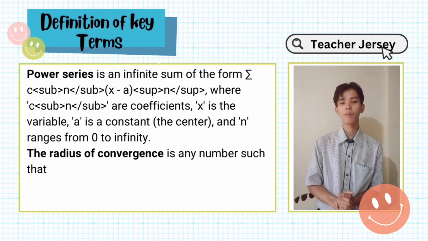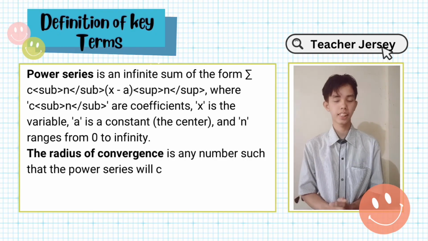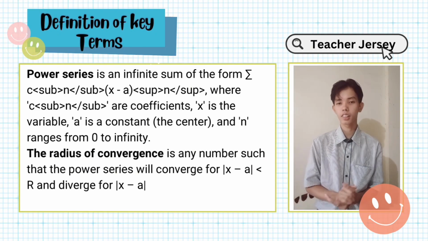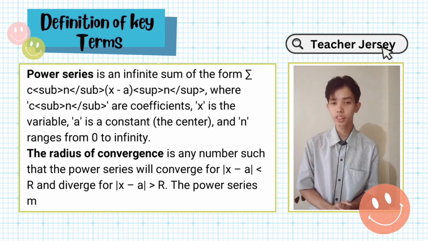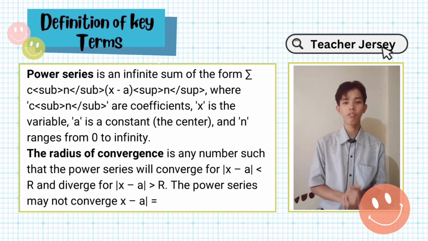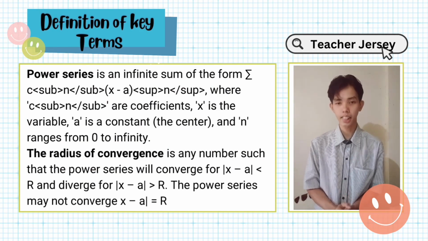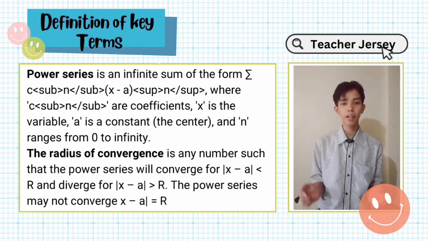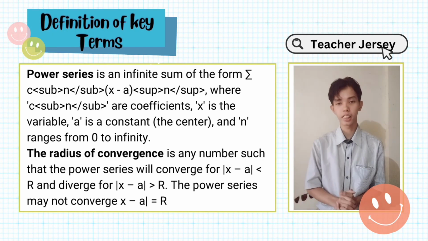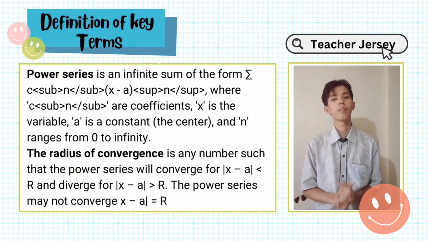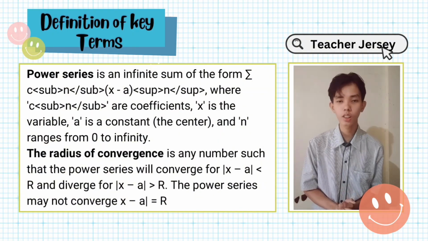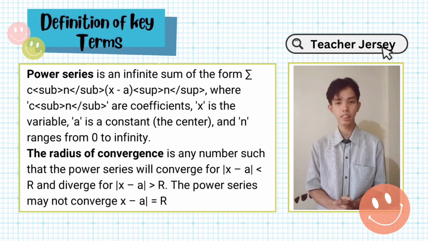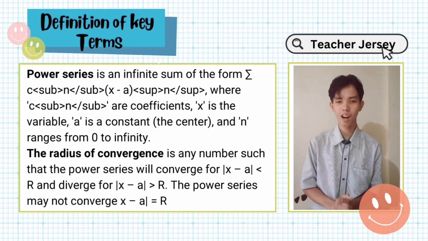Then, we have the radius of convergence. The radius of convergence is a number r such that the power series converges when the absolute value of x minus a is less than r and diverges when the absolute value of x minus a is greater than r. The power series may or may not converge when the absolute value of x minus a is equal to r.